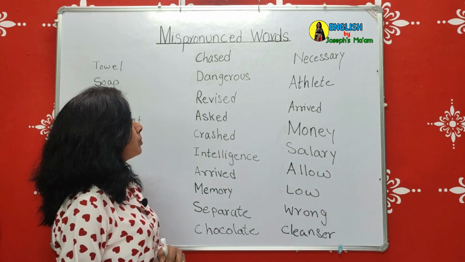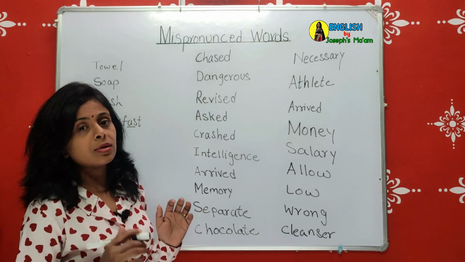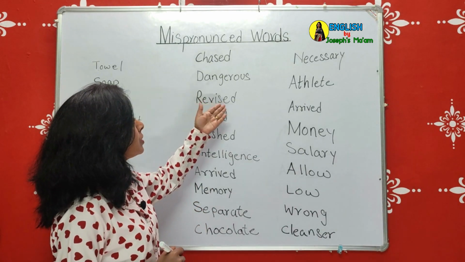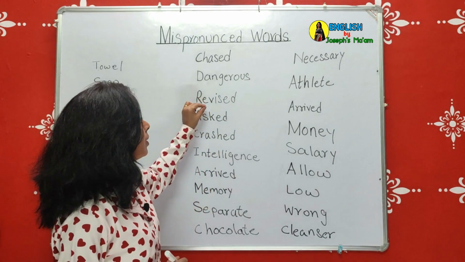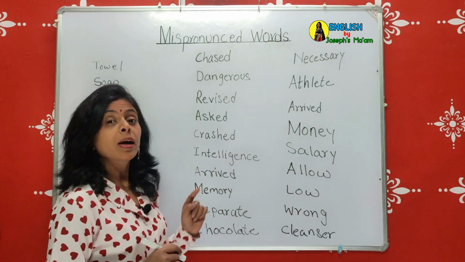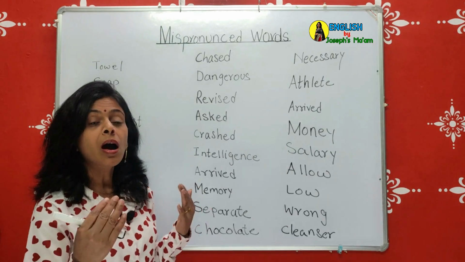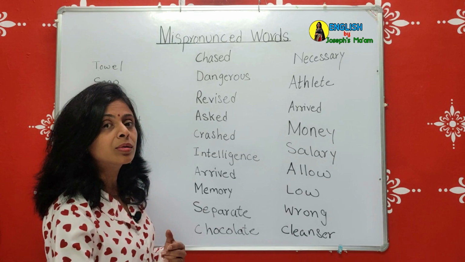Next we come to, again your D word is here. Revised. You will not say revised. Revised. The word is not coming here. Revised. Next, asked. Again the D word is here. Asked. You will not say asked. Asked. The word is asked.